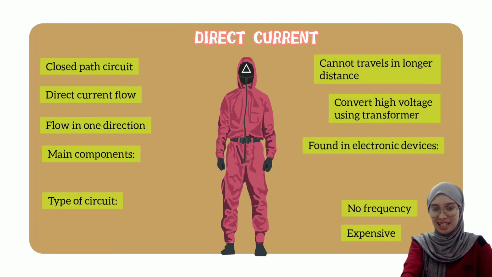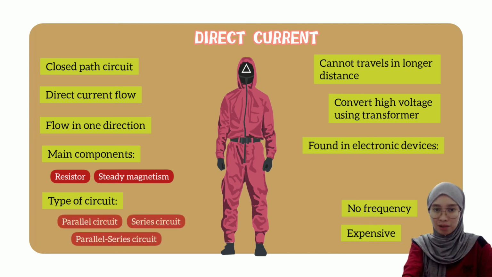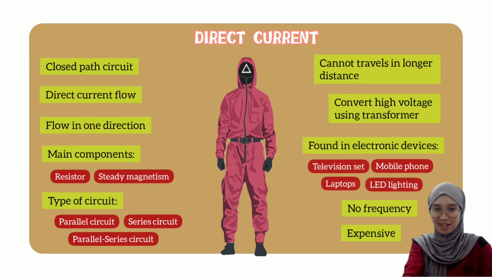Direct current (DC) is a closed-path circuit with direct current flow, which is the electron flow only in one direction. The main components of DC circuits is a resistor with a steady magnetism, and this is the reason why DC circuit flow in a single direction. There are three types of DC circuits, such as parallel circuit, series circuits, and parallel series circuits. DC circuits can be found in electronic devices such as mobile phones, laptops, LED lighting, television sets, and more electronic devices that store power in battery for future use.